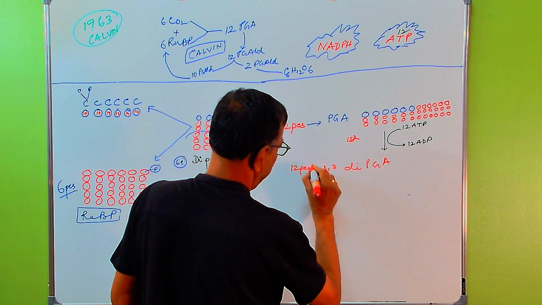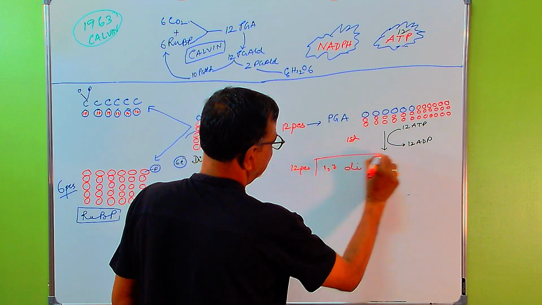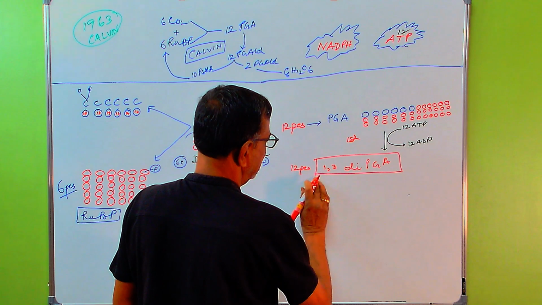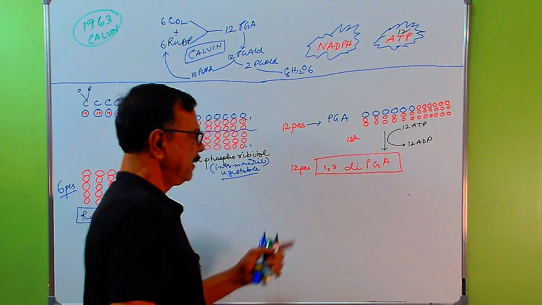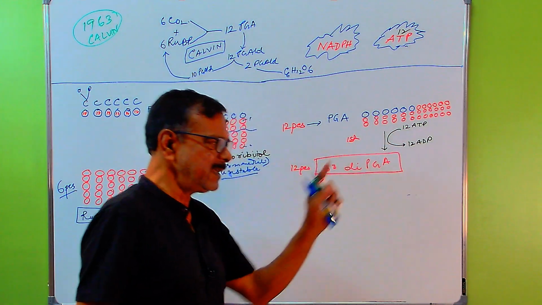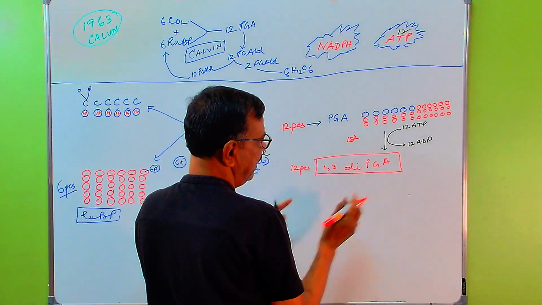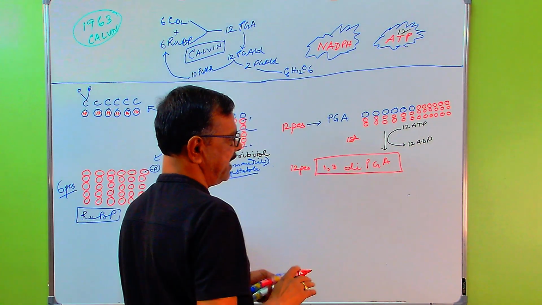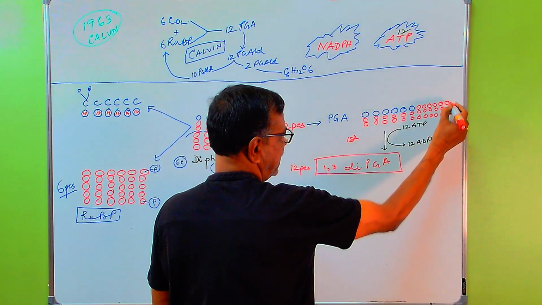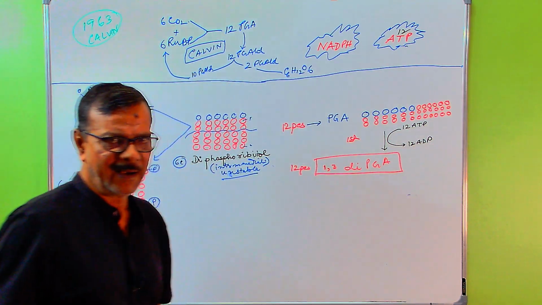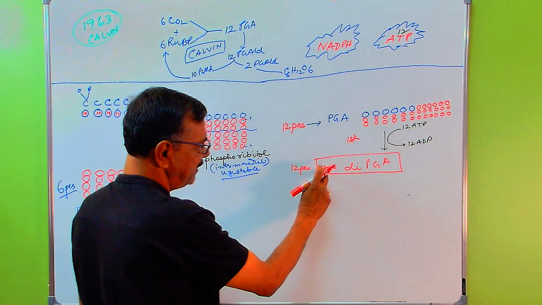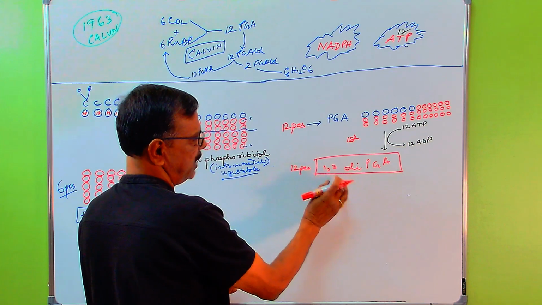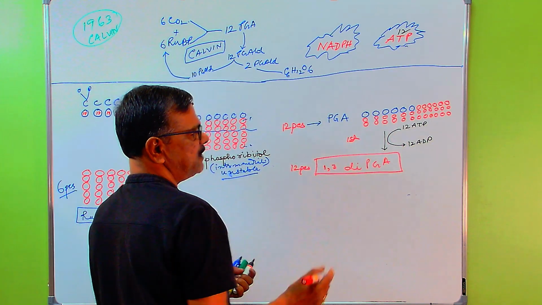Di-PGA. 12 pieces of 1,3 di-PGA will produce. That is, the same 12 pieces will be here and another phosphate will be there. So how much phosphate is it having? 2. Clear? So 1, 3, these are two positions where the phosphate group is attached.